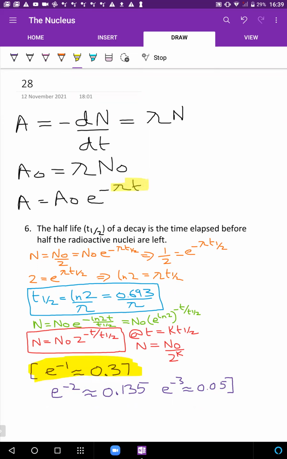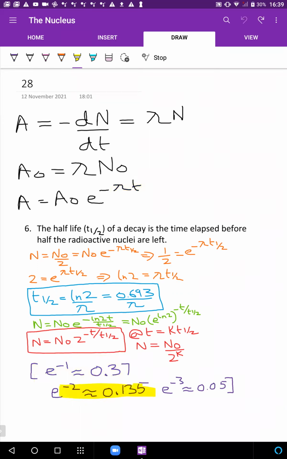This means that in the time when lambda t is 1, it becomes 0.37, meaning 37% remains. Okay, at t equal to 1 by lambda, 1 by lambda is a special time. I will prove what that time is. It's actually called the average life. Again, that's a spoiler. So in one average life, t equal to 1 by lambda, it decays and only 37% remains. In the average life, or one time constant, 37% remains.